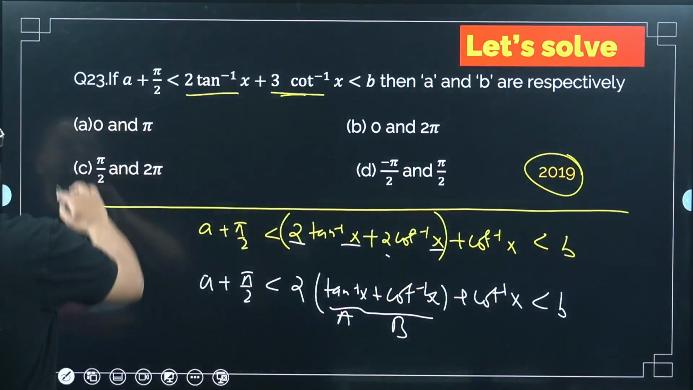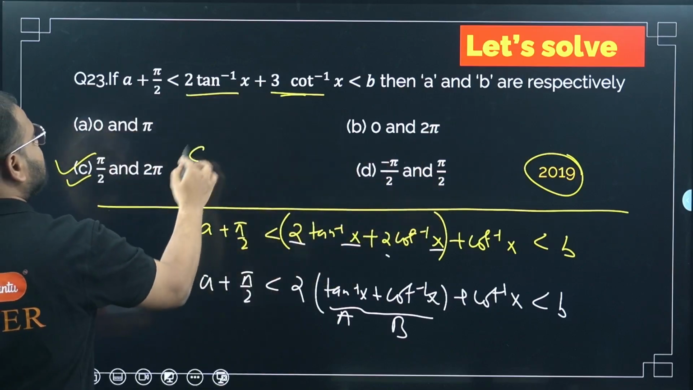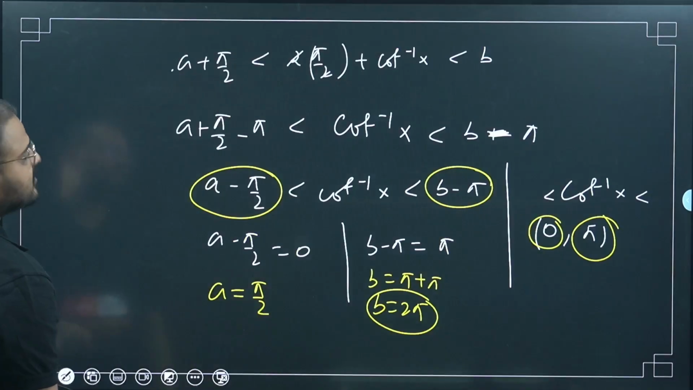Option is C. Pi by 2 and 2 pi, A and B respectively in that order. Option C is the correct answer. Good question. This is a decent question.